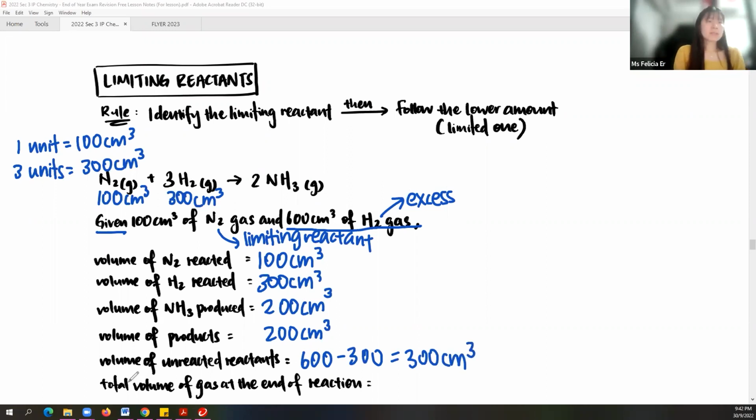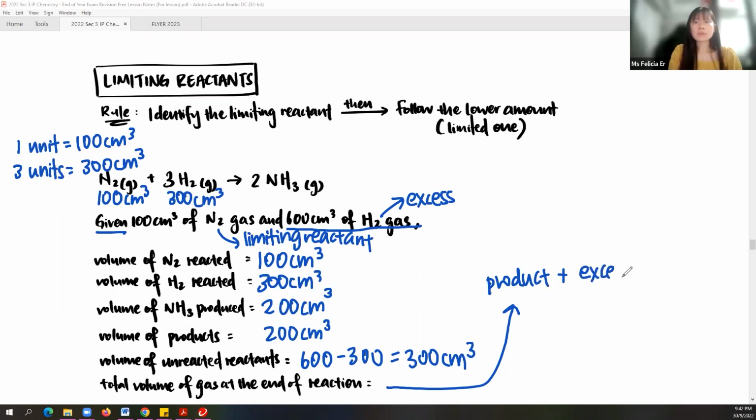Okay, then next one, total volume of gas at the end of the reaction. Sorry, we cannot see because it's a bit too below our arrow up over here. So for total volume at the end of the reaction, take note, it will be the product, right? You must remember to include the excess leftover. Yep, so the excess unreacted must be included also. So in this case, the product that we have just now, we said is 200, right? And how much didn't react? It is 200 that didn't react. That's why the total will be 400 cm³.